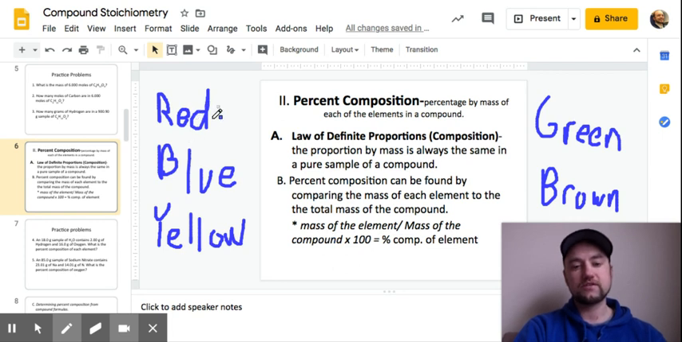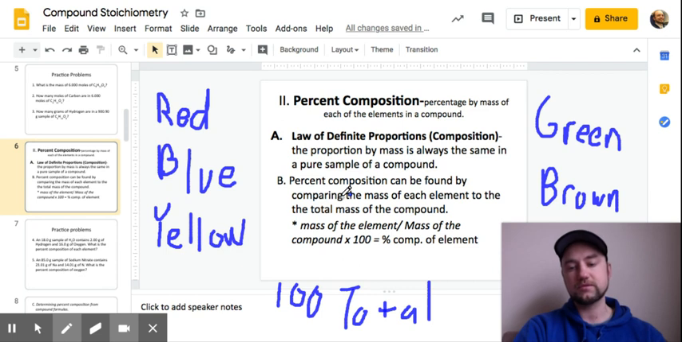And so let's say you're trying to find the total amount first. Let's just say there's 100 total M&Ms in that bag. If you were trying to find the percent composition, let's say just red, and there's 12 reds in the bag, you would take 12 red, because it says mass of each individual element. So 12 red, and you have to divide it by the total mass of the compound, it says. So you divide it by the 100 total.